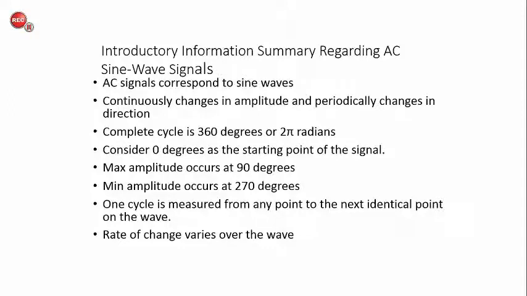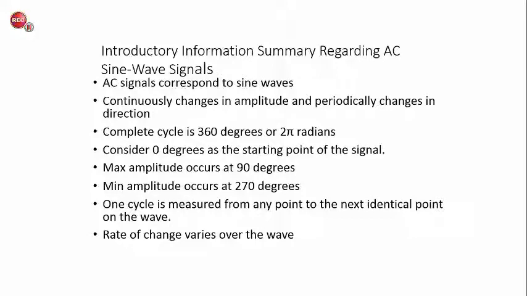A complete cycle is going to be equal to 360 degrees. The complete rotation of the coil in the magnetic field gives us one complete sine wave on the graph. That'll be 360 degrees of rotation, or 2 pi radians. We will consider 0 degrees as the starting point of the signal. The maximum amplitude occurs at 90 degrees. The minimum amplitude occurs at 270 degrees. And so by minimum amplitude, we mean the most negative. And so the max and the min have the same absolute value, though the maximum is positive and the minimum is negative. One cycle is measured from any point to the next identical point on the wave.